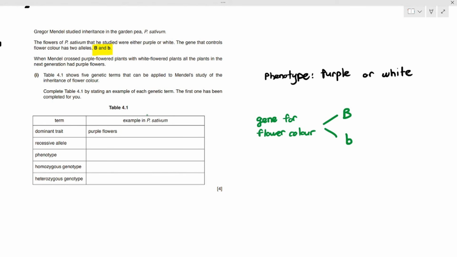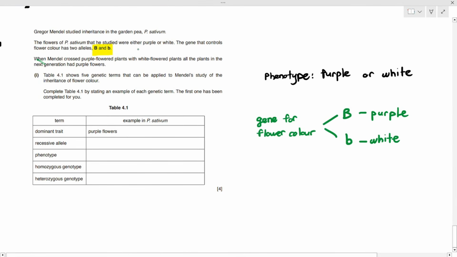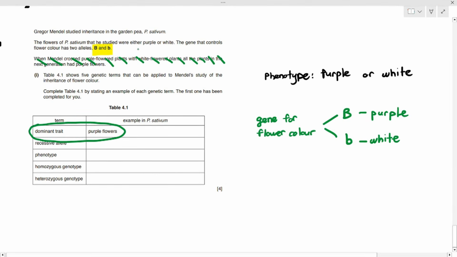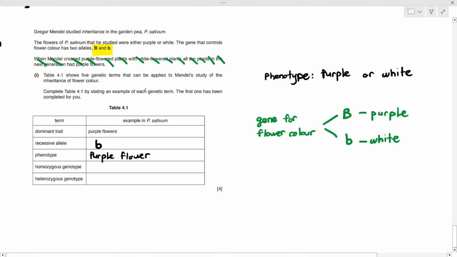Now, the large B allele makes it into a purple flower, and the small b allele makes it into a white flower. And they've actually mentioned it down there. The dominant trait is purple. So what is the recessive allele? The recessive allele is the alphabet that is the recessive. So therefore, you just have to put small b. Simple as that. Can you put a phenotype? An example of a phenotype can be just the purple flower or white flower. That's good enough.